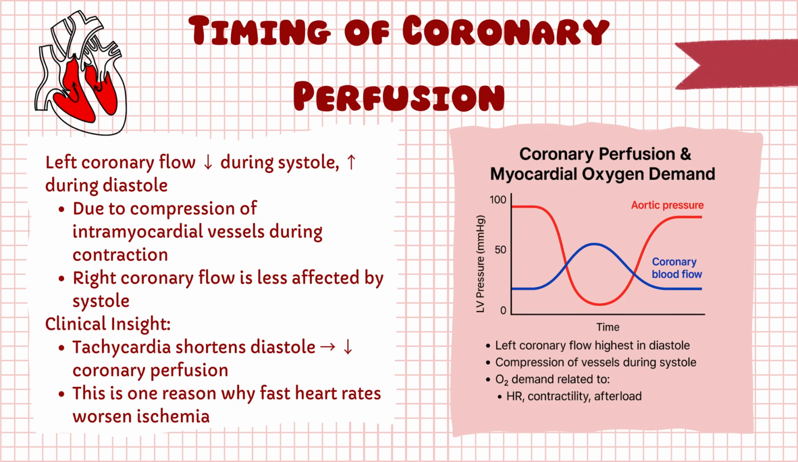Unlike other organs, most coronary perfusion occurs during diastole, not systole. Why? Because during systole, contracting ventricular muscle compresses the coronary vessels, especially on the left side. So in the left ventricle, flow is lowest during systole and highest during diastole. In the right ventricle, this effect is less pronounced. Clinically, this means that conditions like tachycardia, which shorten diastole, can reduce coronary perfusion and worsen ischemia.